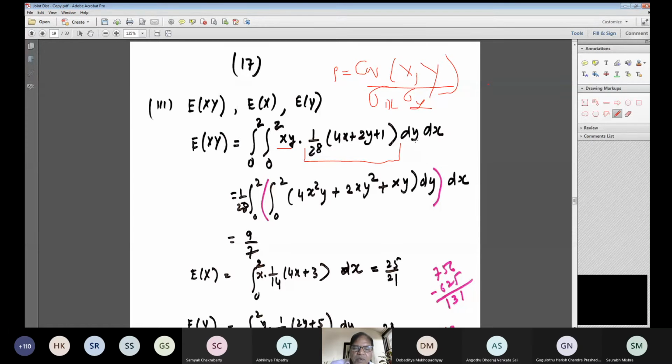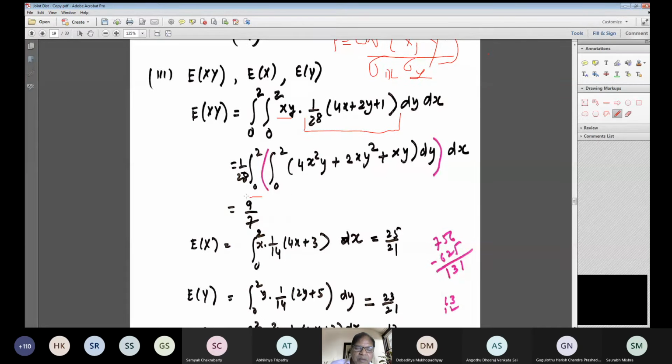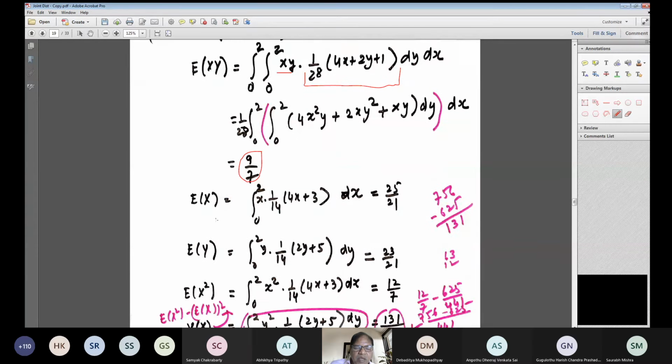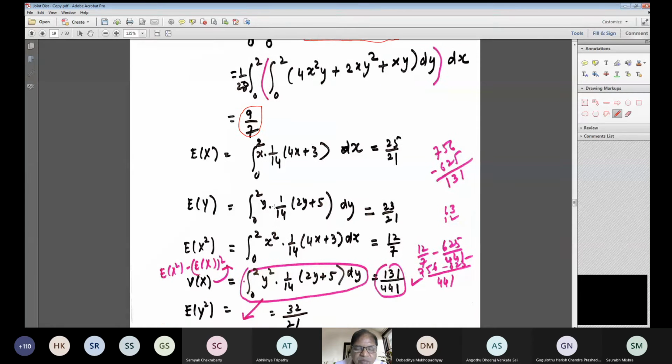So integrate y from 0 to 2, x from 0 to 2. If you simplify, it will come to 9/7. You can check all these calculations. The expected value of x: since we have found the marginal density function of x, we can get it as the integral of x times fx dx. It is 25/21. The expected value of y, we have to get it.